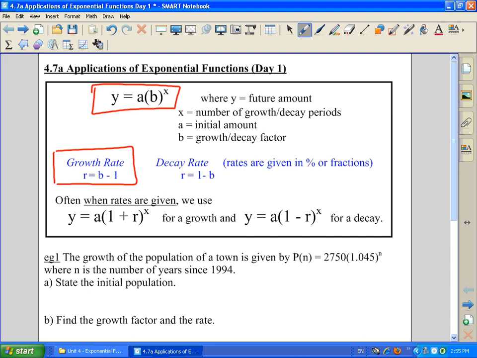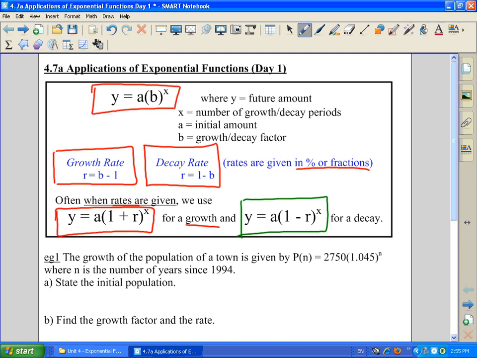The opposite could be true, you could have a decay rate, and your rate is going to be 1 subtract b. Just remember that rates are given in either fractions or percents. Often when you're given a word problem and the rates are given, instead of using b as our base, we actually just replace the base part with 1 plus r for a growth, or we take the base and we make it 1 minus r for decay.